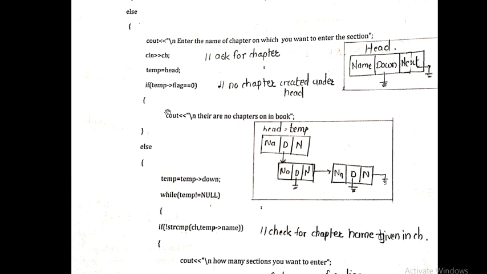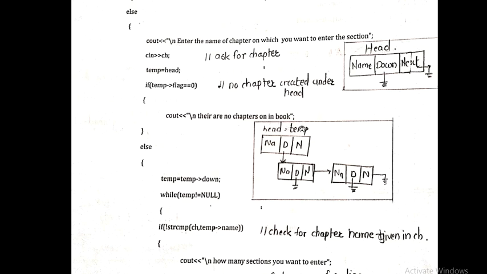The else part is showing that we have to enter the chapter name under which we want to enter the section. Whatever section I want to include, under which chapter I have to include it, whether chapter 1, chapter 2 or chapter 3 or whatever the number of chapters. So first you have to take the choice from the user about the chapters, under which chapter you want to enter the section, and that choice will be taken in the ch variable. After that we are assigning the head node as temp. I am calling the head node a temp node.